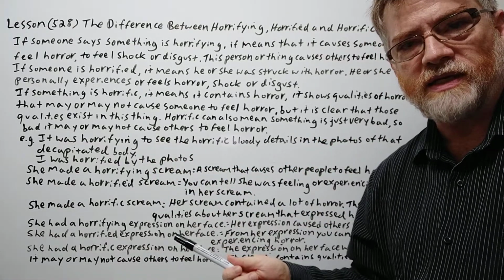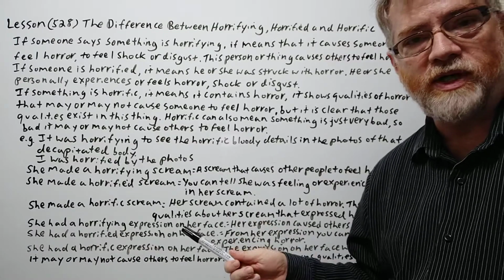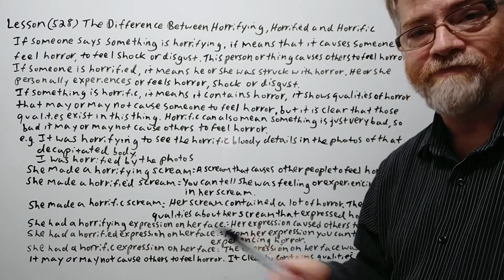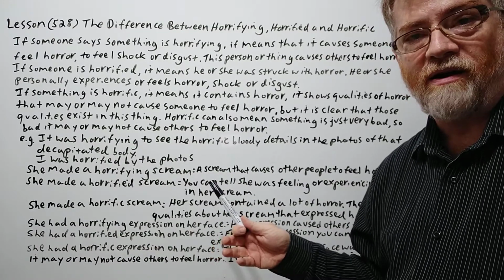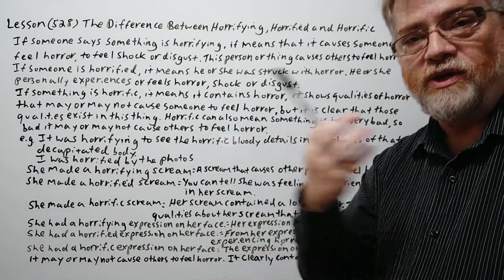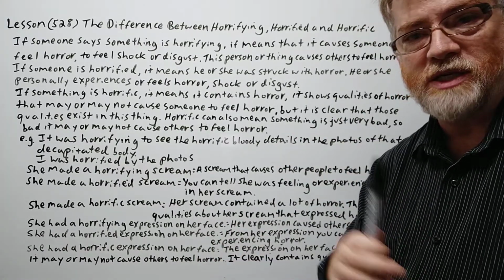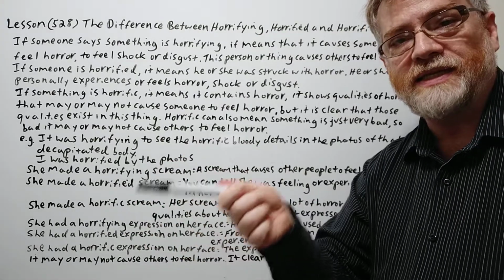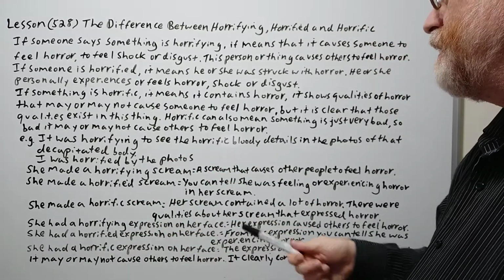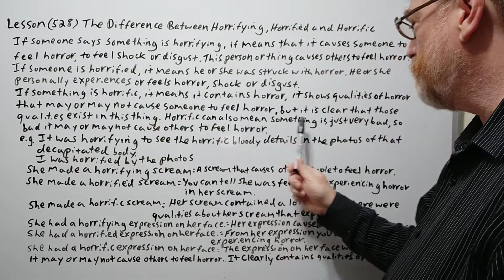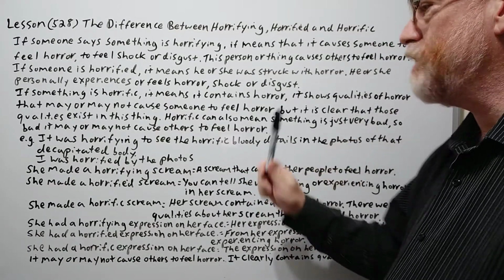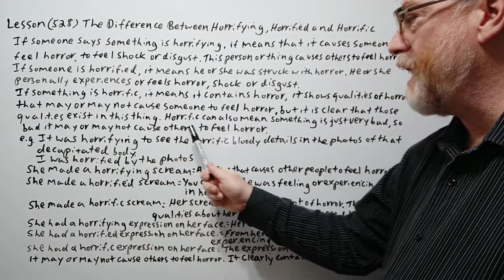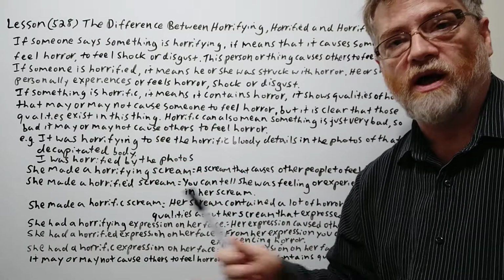So why do we say this? Because maybe the situation you don't think is related to you. So maybe you're not really horrified by it. You're not really feeling it so much, but you could recognize that horror exists in it. In that sense, it is horrific. So horrific can also mean something is just very bad, so bad that it may or may not cause others to feel horror.